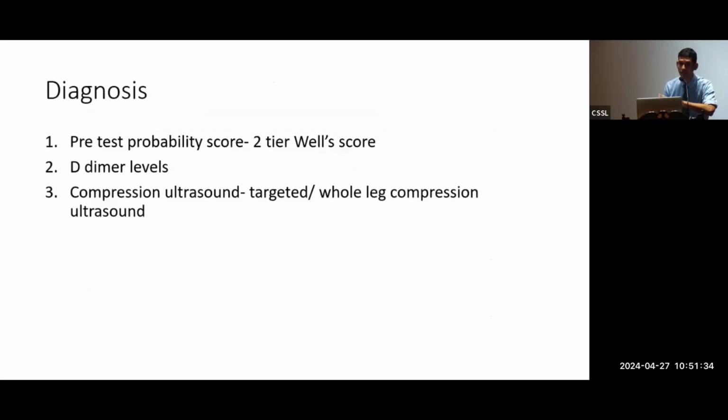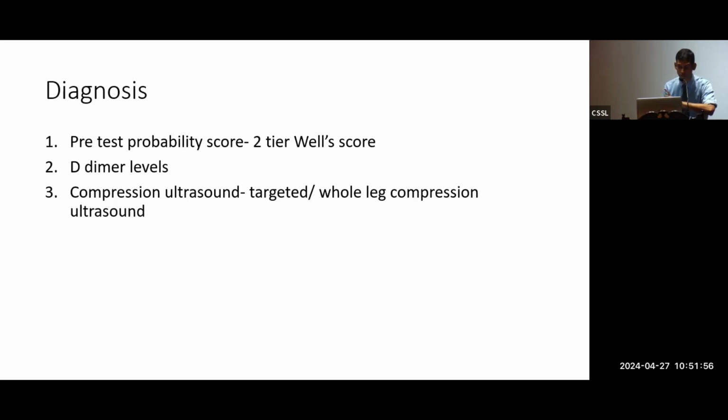The second tool that you can use for diagnosis is the D-dimer level. D-dimer is a product of fibrin degradation. It's a very non-specific test, because conditions such as pregnancy, any type of surgery, or any inflammatory condition can cause the D-dimer to go up. So it's very sensitive, but not very specific.